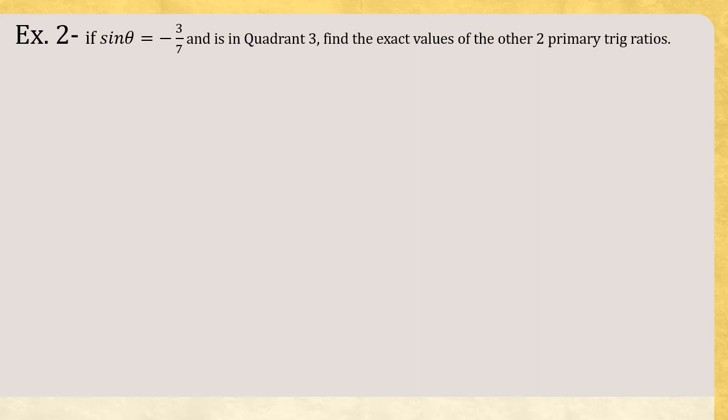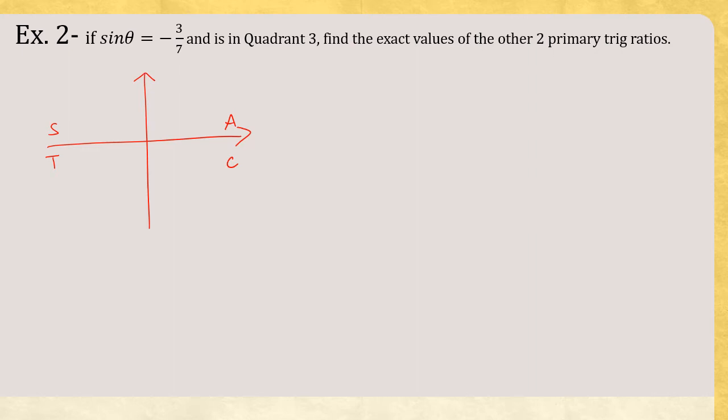Example 2. If sine theta equals negative 3 over 7 and is in quadrant 3, find the exact values of the other two primary trig ratios. So this is kind of like working backwards. Cartesian trig, draw an x and y axis to start always first. And it's always a good idea too to actually write the letters CAST.